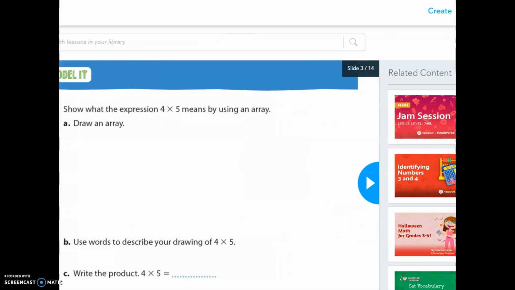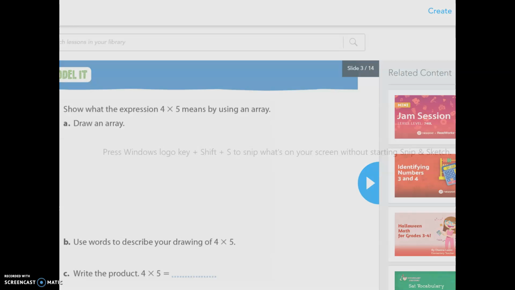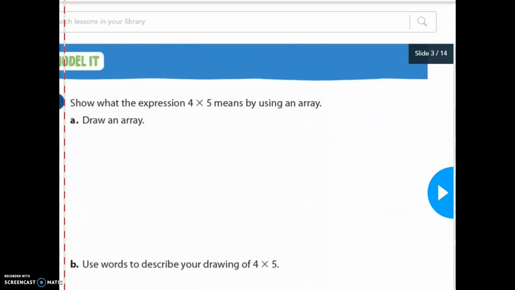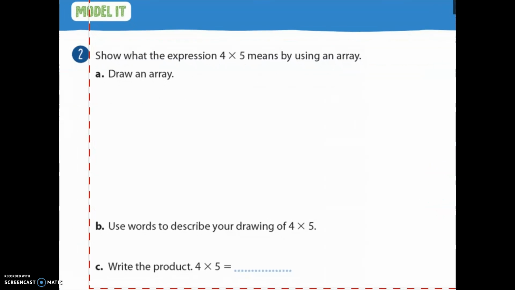Okay, let's go on. Okay, number 2 says show what the expression 4 times 5 is using an array. So whatever number is listed first, in this case number 4, that's how many down you're going to go. So down is 4, and then we're going to do 5 across. And then we need to make equal groups because we're multiplying. So 4 down, 5 across, and we'll do equal groups.